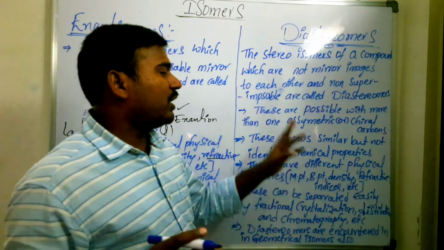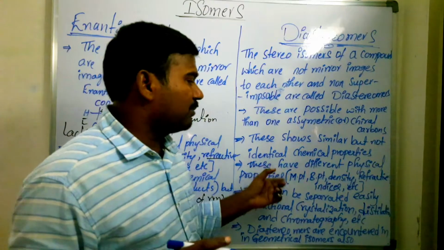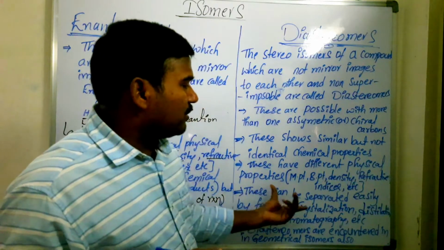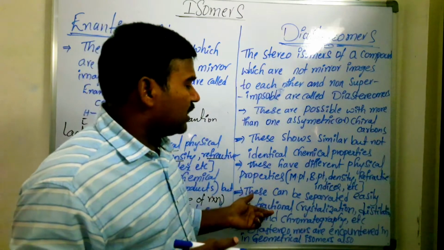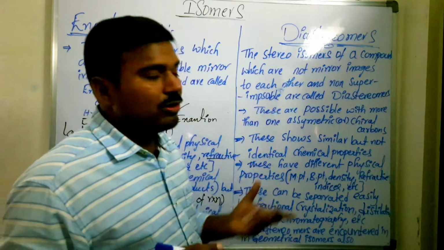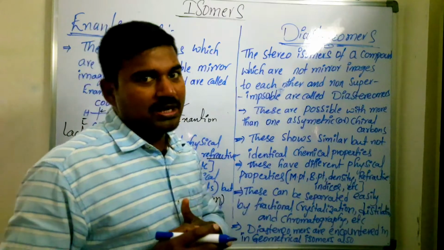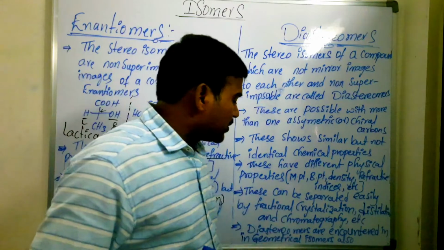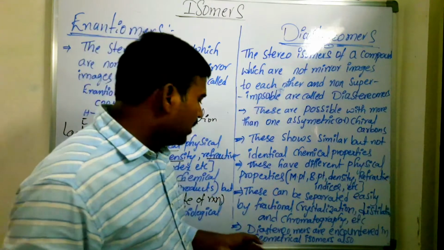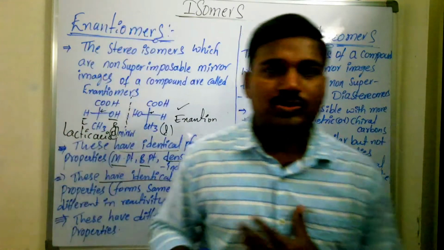Now these have different physical properties. These diastereomers have different physical properties like melting point, boiling point, density, refractive indices. These can be separated easily by fractional distillation, fractional crystallization, and also by chromatography techniques. By using these techniques, these diastereomers can be separated. And also here the geometrical isomers come under these diastereomers. The diastereomers are found in geometrical isomers also.